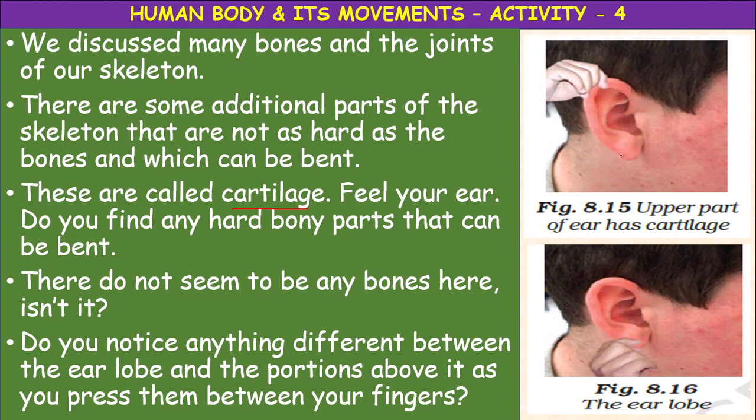So this portion below the ear lobe is somewhat only skin attachment, isn't it? For which earrings we can wear. So such parts which can be bent, which are not hard, are called cartilage. So can you say a similar type of part in your body? Yes. You touch your nose. The nose also contains some part made up of cartilage.